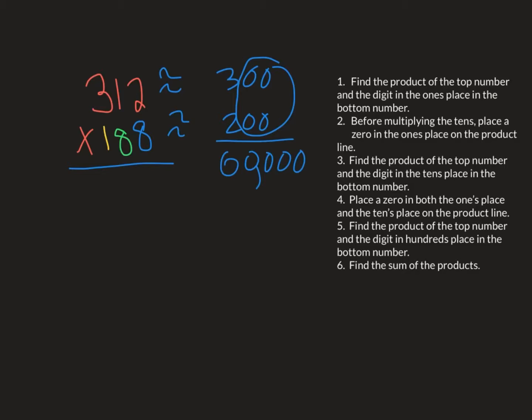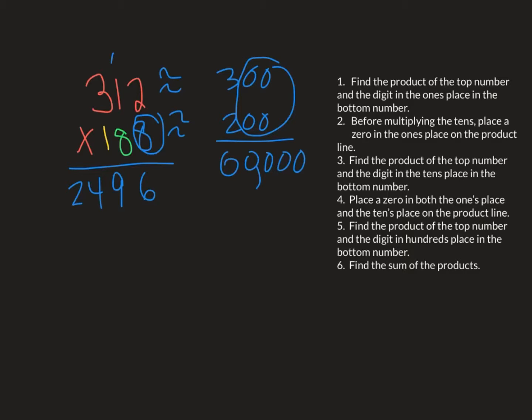I start with step 1, find the product of the top number, 312, and the digit in the ones place in the bottom number, which is 8. So 2 times 8 is 16, carry my 1. 8 times 1 is 8, plus 1 is 9, and then 8 times 3 is 24. So 312 times 8 is 2,496.